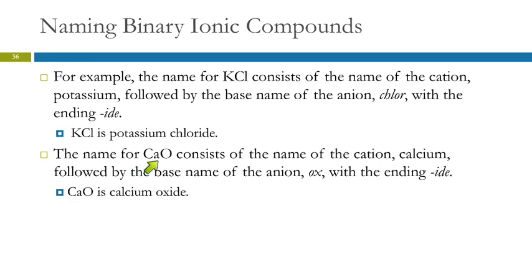CaO is 2 different elements, calcium and oxygen. Calcium doesn't need a Roman numeral, so there's calcium, and oxygen changes the ending of her name to oxide. Calcium oxide. Any questions?